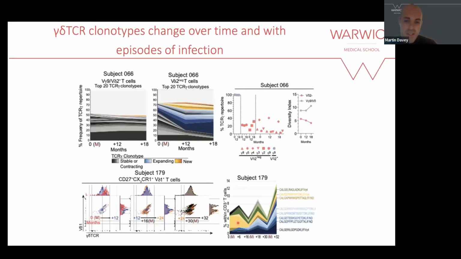So when we sequenced this using single cell paired TCR sequencing, you can see that certain clones were prominent initially, then they've maintained themselves, dipped down, and new ones have come up. So it's quite interesting looking at the T cell receptor dynamics in these individuals, and this is something we've pursued recently.